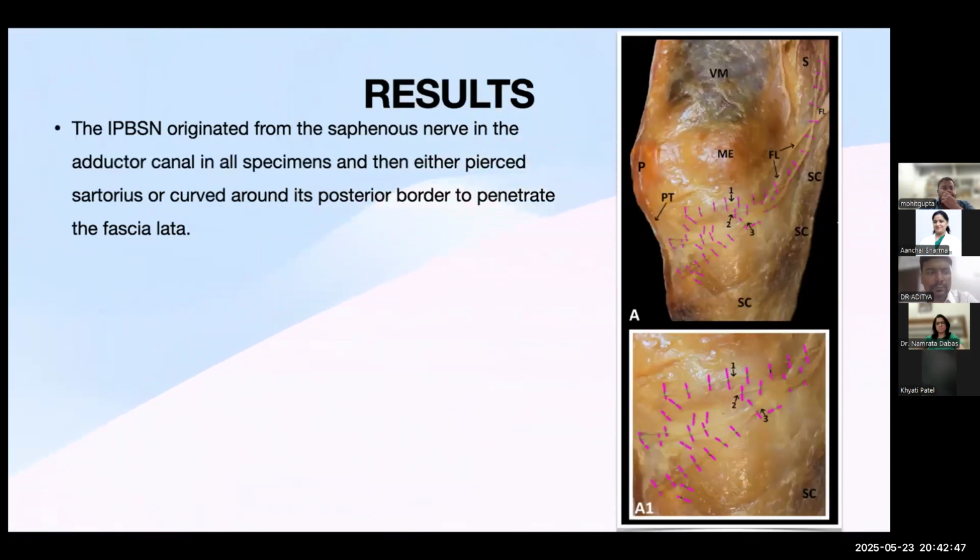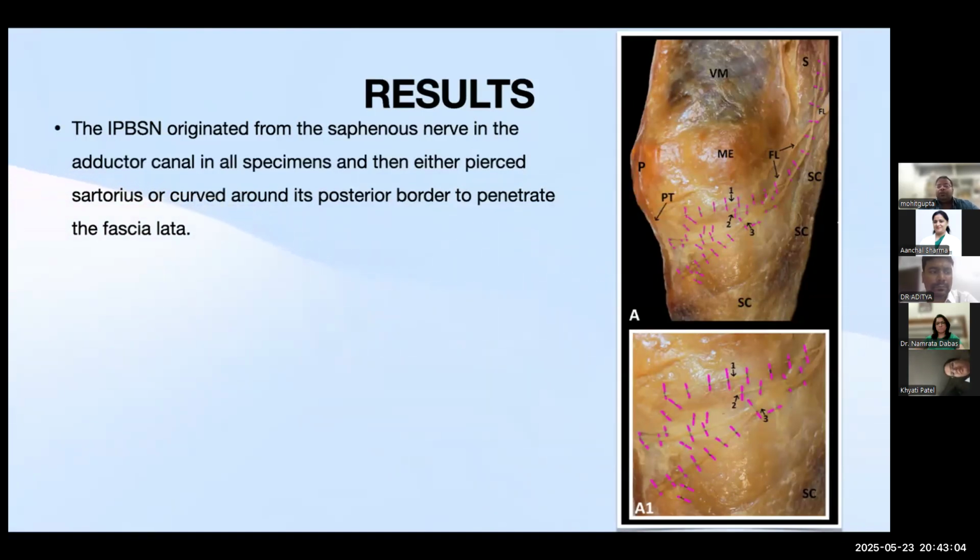The results for the infrapatellar branch: as we can see, it originated from the saphenous nerve in the adductor canal in all the specimens and then either pierced the sartorius or curved around its posterior border to penetrate the fascia lata.